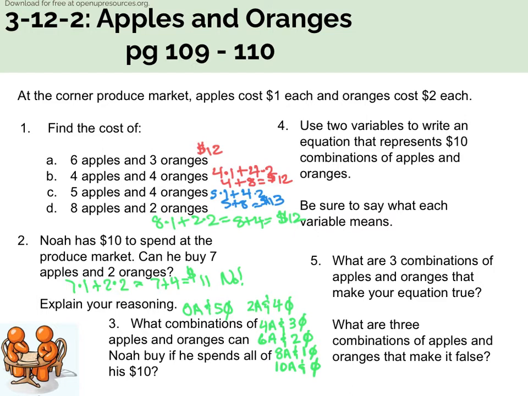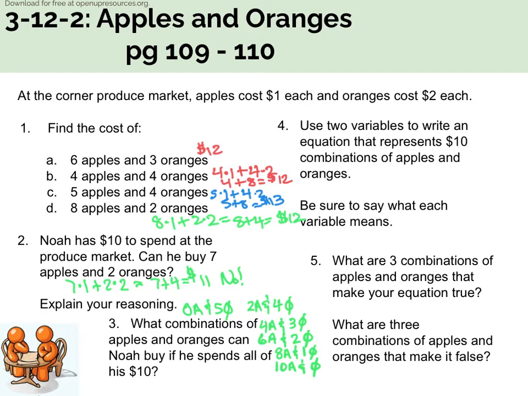All right, let's look at number 4. Number 4 says, use 2 variables to write an equation that represents $10 combinations of apples and oranges. Be sure to say what each variable means. So go ahead and pause right now and write an equation of what it is.